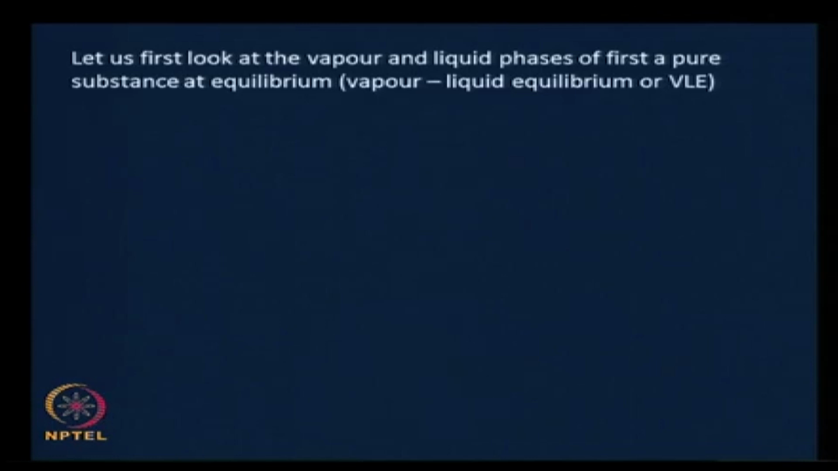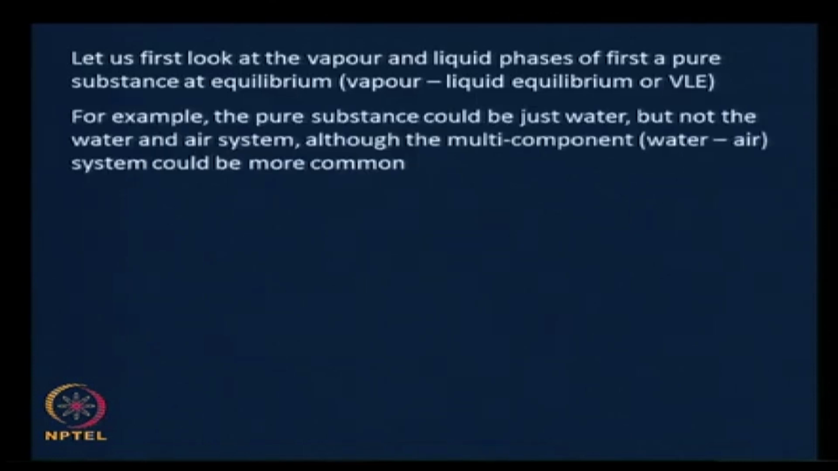Let us first look at the vapor and liquid phases of a pure substance at equilibrium. This we had said earlier, I would like to re-emphasize because I see a lot of confusion when students approach this. So let me state this again, just repeat whatever I said earlier. For example, the pure substance could be just water, but not the water and air system.